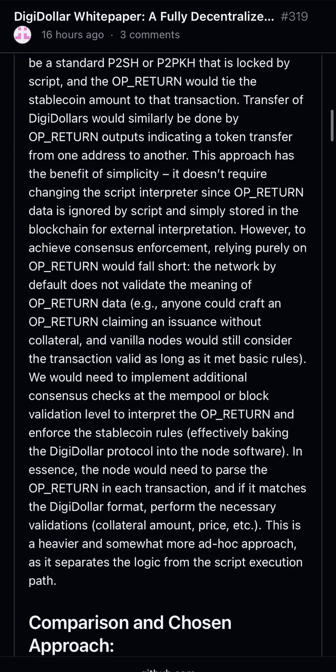This approach has the benefit of simplicity. It doesn't require changing the script interpreter, since OP_RETURN data is ignored by script and simply stored in the blockchain for external interpretation. However, to achieve consensus enforcement, relying purely on OP_RETURN would fall short. The network by default does not validate the meaning of OP_RETURN data, e.g., anyone could craft an OP_RETURN claiming an issuance without collateral, and vanilla nodes would still consider the transaction valid as long as it met basic rules. We would need to implement additional consensus checks at the pool or block validation level to interpret the OP_RETURN and enforce the stablecoin rules, effectively baking the DigiDollar protocol into the node software.